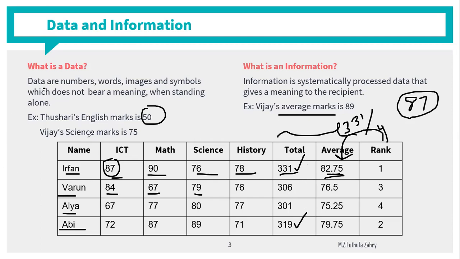So a number, word or image which does not give any meaning is data, and processed data which gives a meaning is information. Is that clear? Yes, ma'am. Okay, so in your writing book, first put the topic.